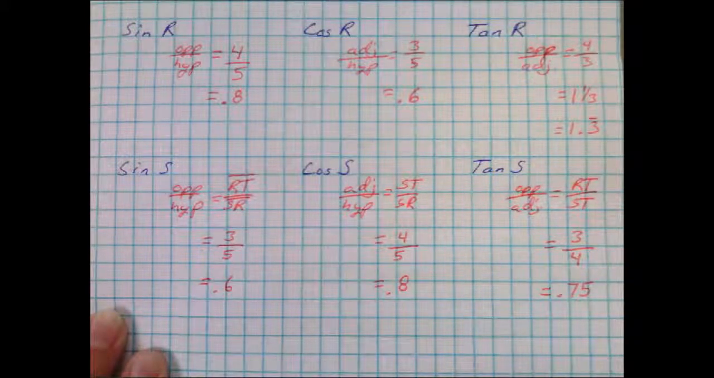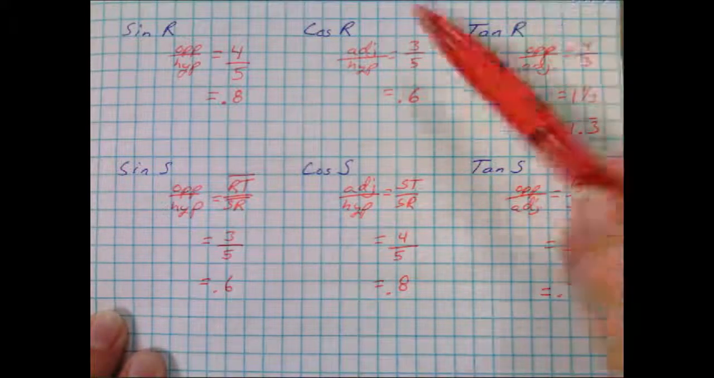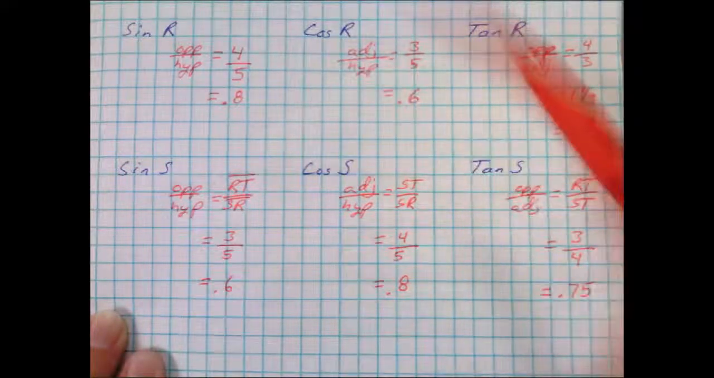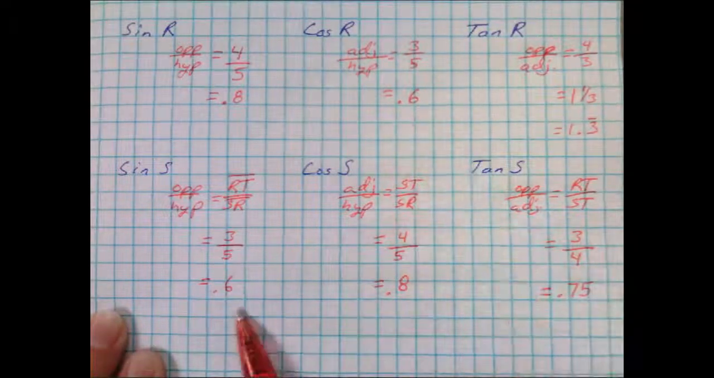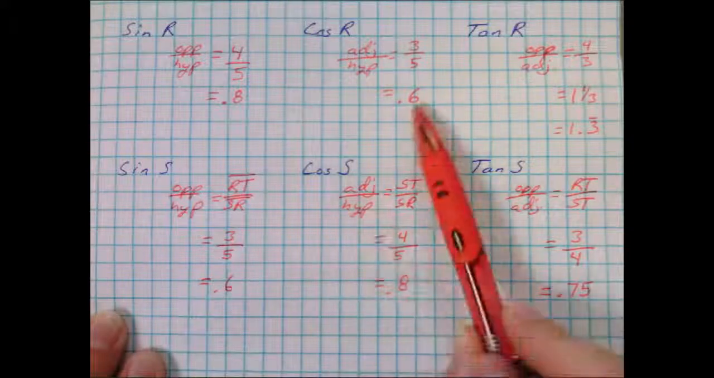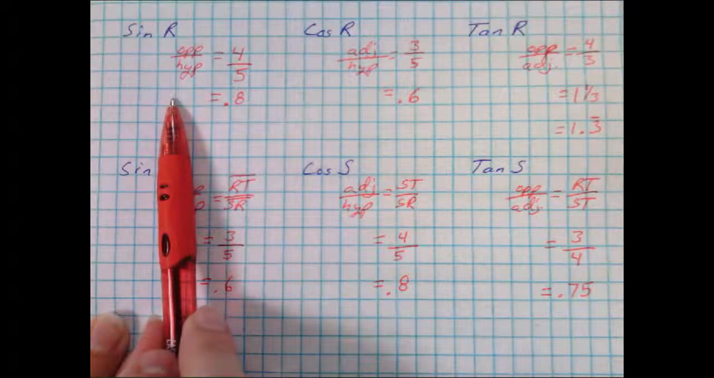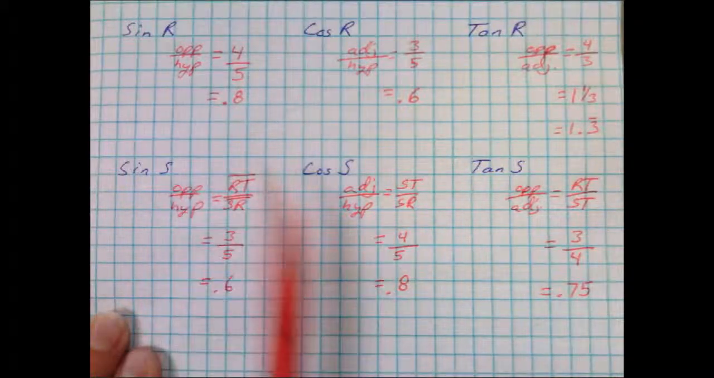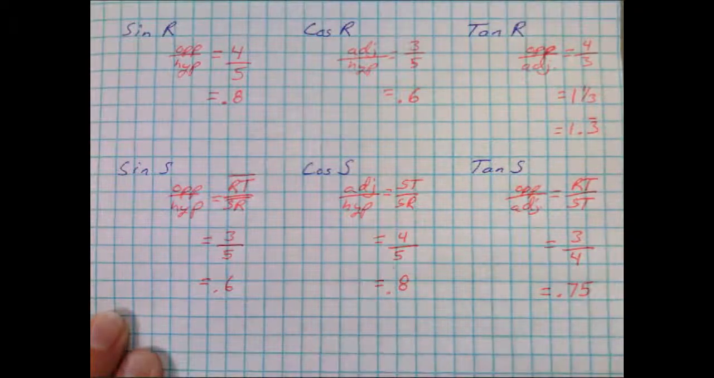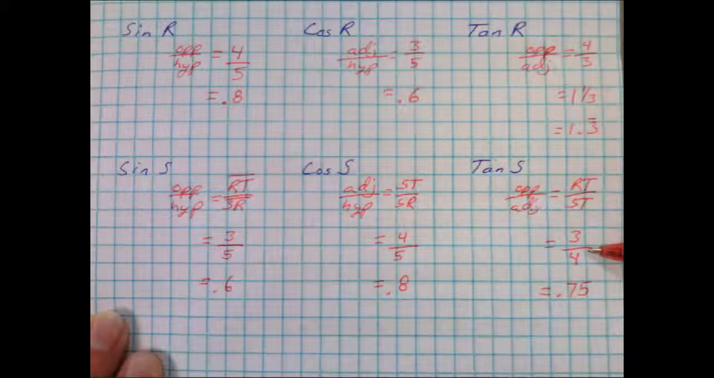If you notice, when you're looking at these, the cosine of R was 0.6 and the sine of S is 0.6. Those are equal to each other. Sine of R and cosine of S are also equal to each other. And then the tangents are inverses. We had 4/3, and this one is 3/4. We just flipped those fractions over.